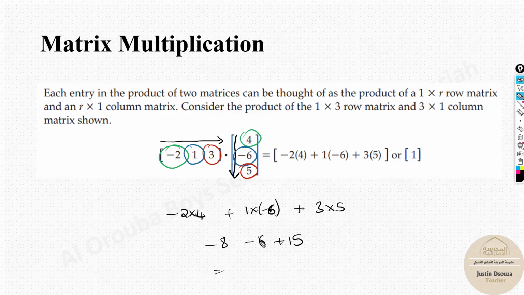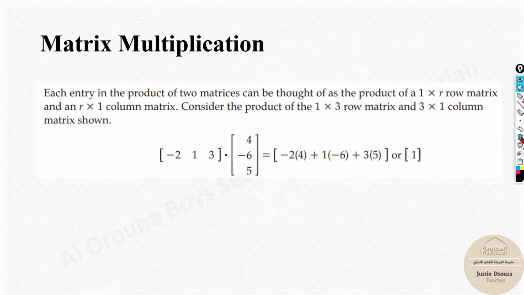-8 and -6 will be -14. Plus 15 is 1. And this is the answer. That's the only thing that's remaining in that matrix. You can see the answer is 1 over here. This is how we multiply matrices.